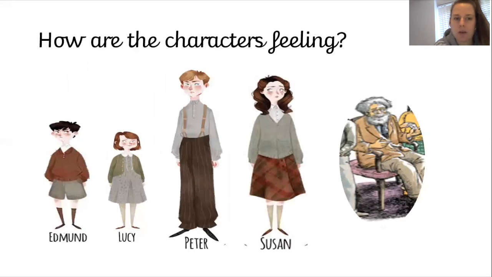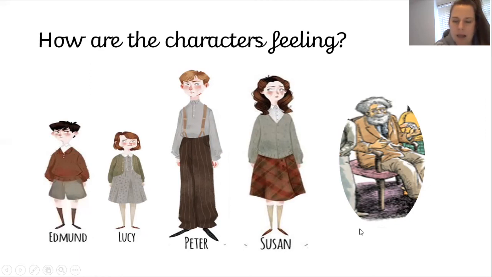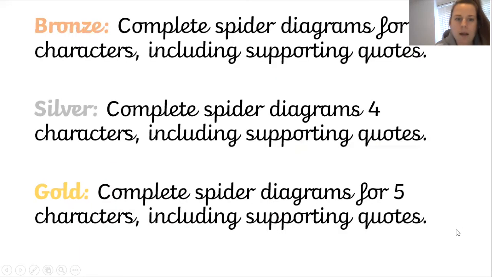Now this brings us on to our task. You are going to have a worksheet that looks a bit like this. You can see each of the characters that we've met: Edmund, Lucy, Peter, Susan, and the Professor. Now your job, let me just move myself down so that I'm not in the way. Your job is to, if you are working as a bronze child, you are completing a spider diagram for 3 of those characters. So you can cut the character out, stick it in the middle of a page, and create me a spider diagram for the feelings of 3 of them. If you can find some quotes to support, that would be fantastic.